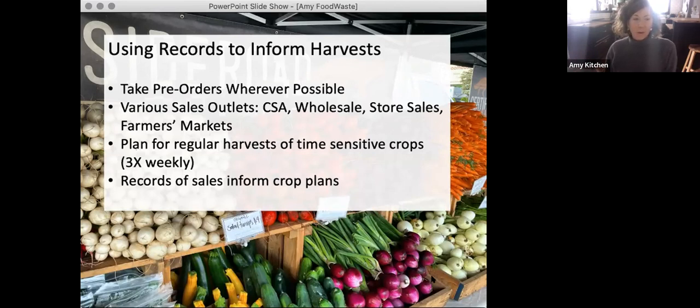And just as a final point on this, all of these sales records, as you can see, we're taking pre-orders, so we have a record of what's being sold. We take careful records of sales at our farmers market, which is a requirement for organic certification and also for CRA, of course. And all of these sales records in turn can inform our crop planning. It's a bit of an iterative process, if you can imagine. But it's important to have records of what's selling.